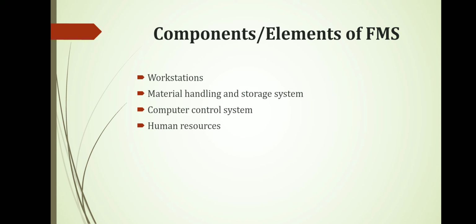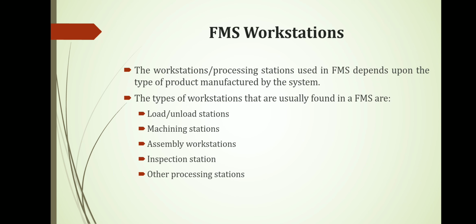The components, otherwise elements, of FMS. The FMS consists of workstation, material handling and storage system, computer control system, with human resources. These are the elements. So the FMS workstation consists of the machines we have utilized for manufacturing, for example CNC machines, loading stations, unloading station, assembly workstation, inspection station. Likewise, where we have to process the workpiece, the work material, that station is called a workstation.